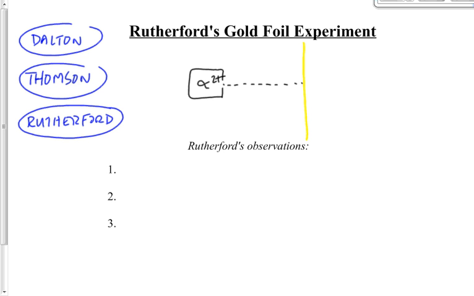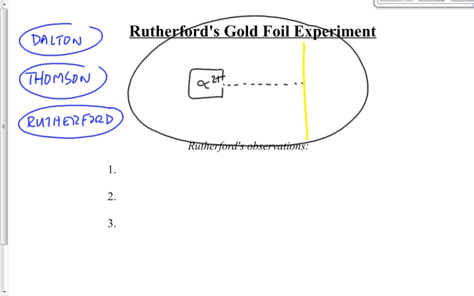Maybe they go through it. Maybe they bounce back. Whatever. They do something when they hit that gold foil. We want to know what that something is. We want to know whether they go through it or bounce back or whatever the case may be. So we put a screen all around it. We call it a scintillation screen. It glows when it's hit by alpha particles. So that helps us to determine exactly where these alpha particles hit.